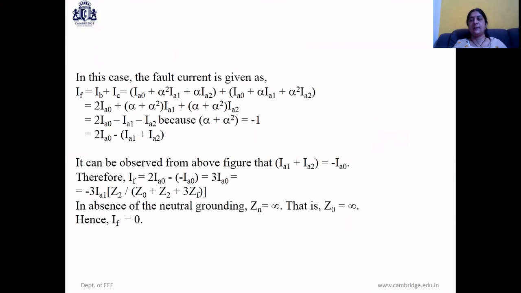It is seen that in case of single line to ground fault, all the three networks will be connected in series. In the case of LL fault, the networks are connected such that the positive and the negative come in parallel to one another, whereas the zero sequence network is totally isolated. And in case of double line to ground fault, all three networks come in parallel to one another. Thank you.